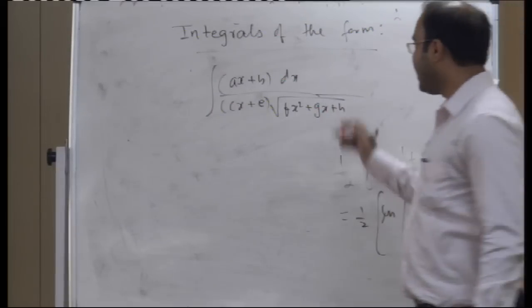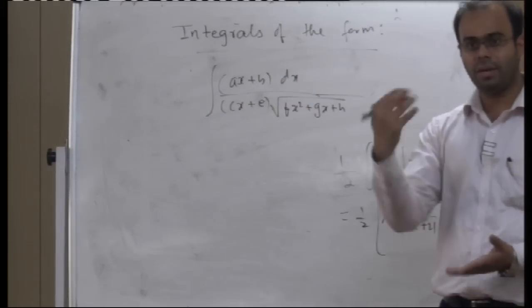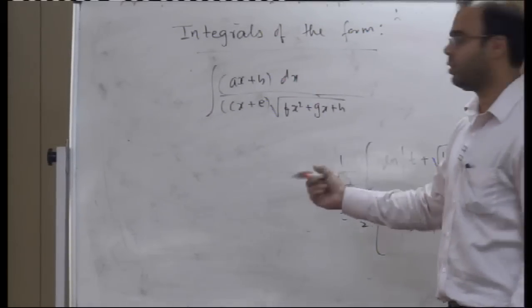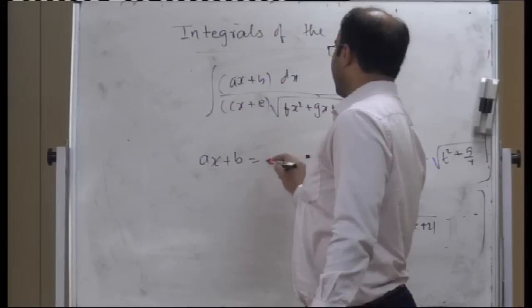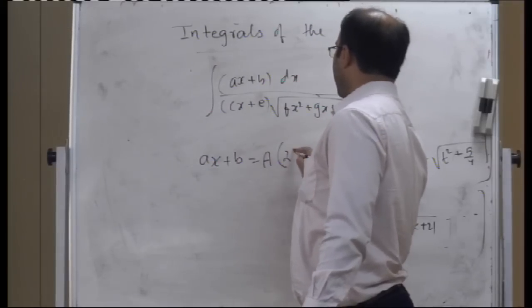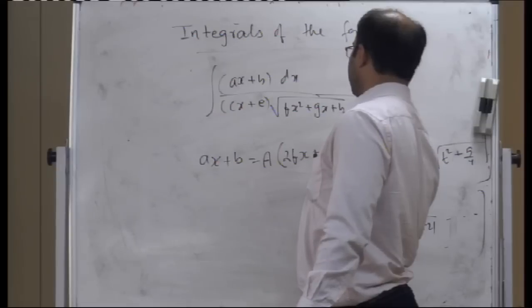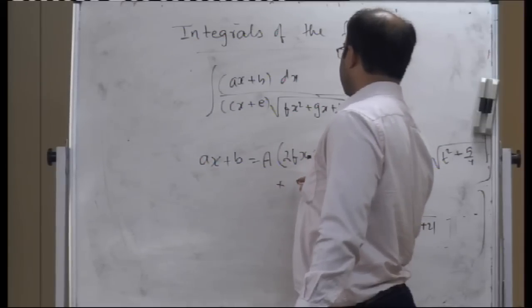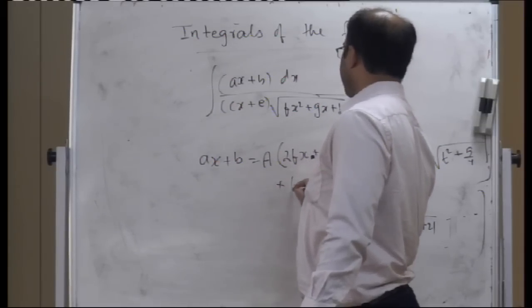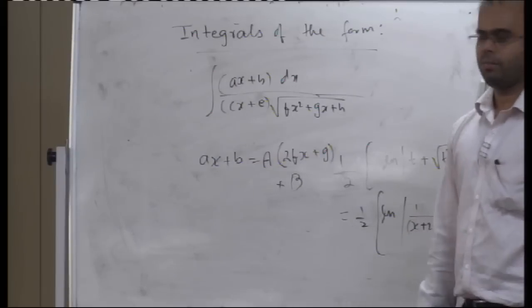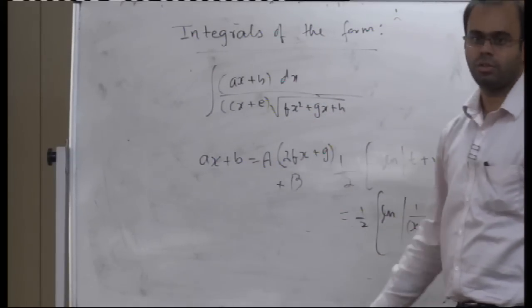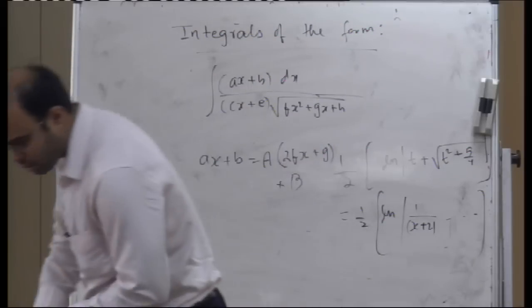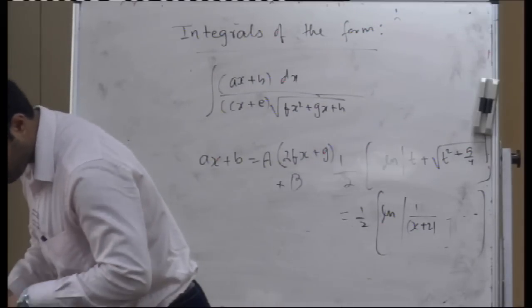So in such a case you have to again go to the method which we were applying in those three forms. You can write ax plus b as capital A times 2fx plus g, that is its derivative, plus b. You can do it like this. So you have to take ax plus b as the derivative of this plus obviously a constant, and we can deal with a question based on that.